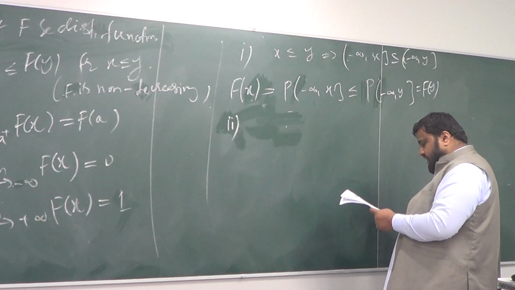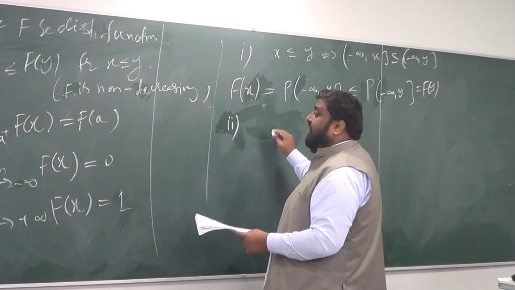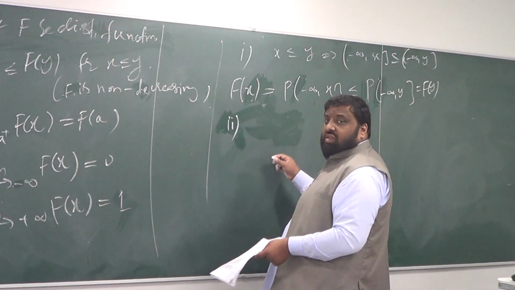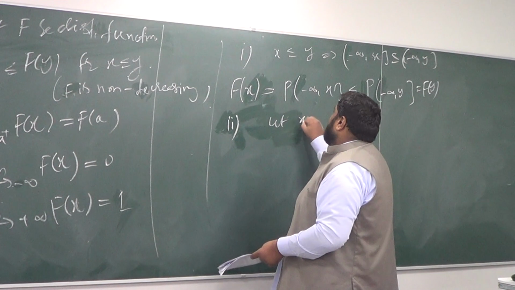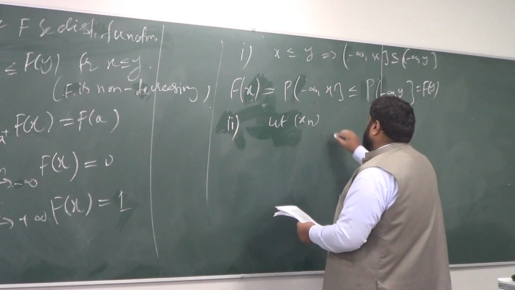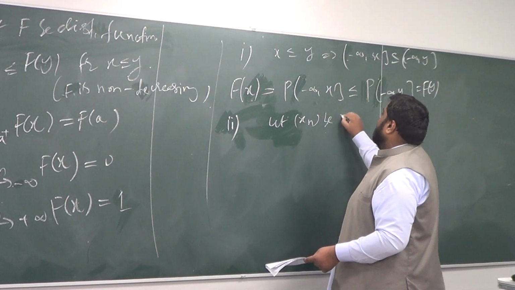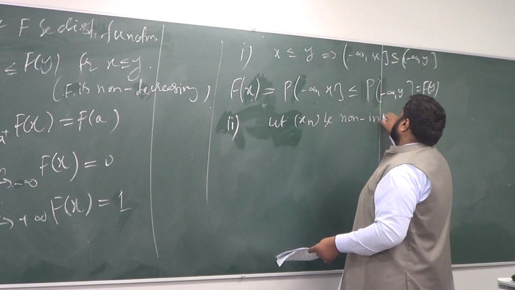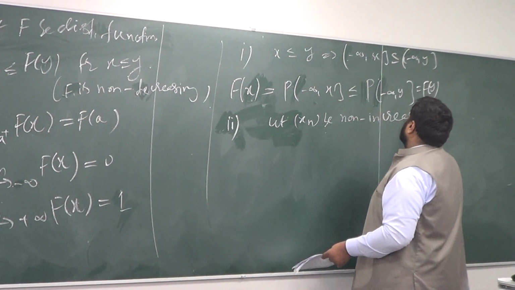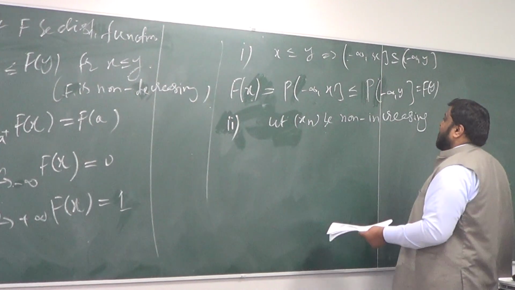What would be the proof of the second thing? Take the limit theory. Yes, so let xn be a non-increasing sequence of real numbers, converging to a.